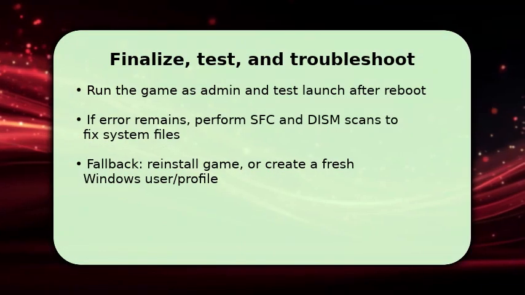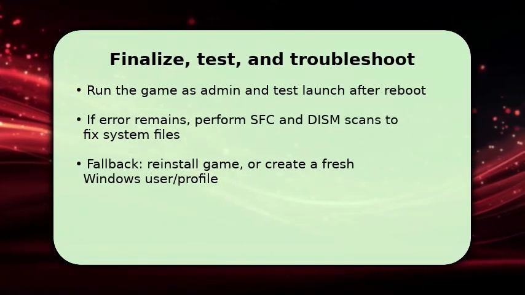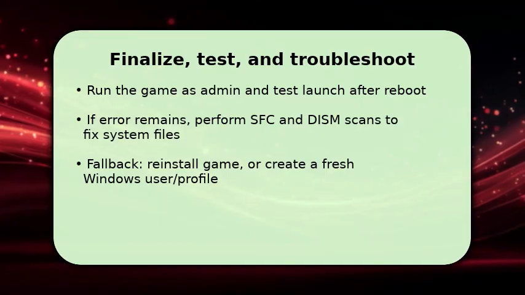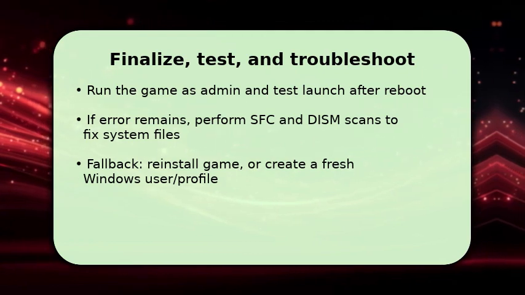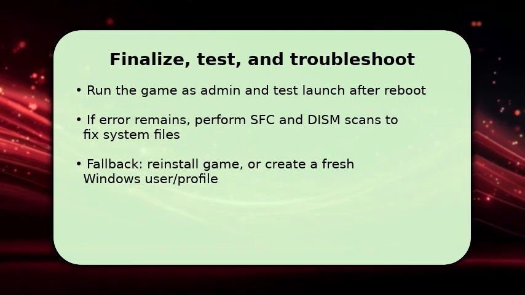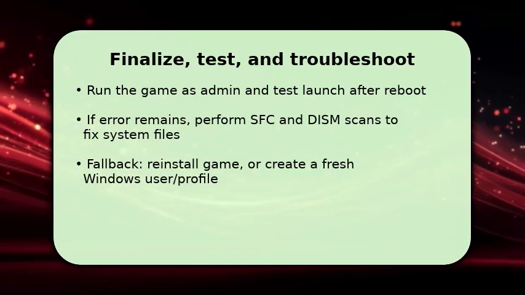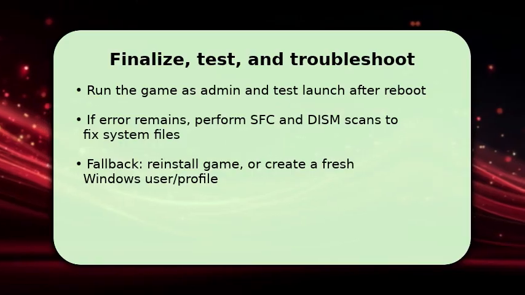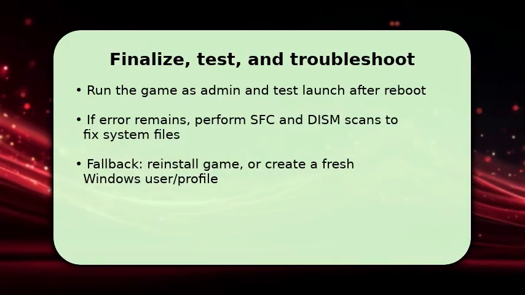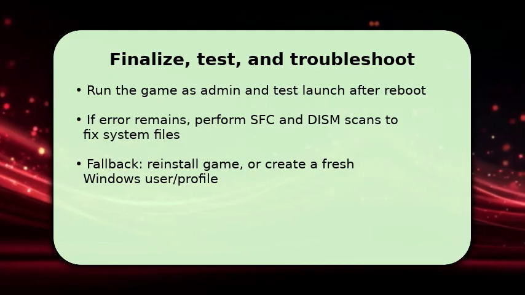To finish, reboot and run the game as administrator to confirm the fix. You might also run the launcher once to let it rebuild configs. If 0xc00007b remains, run System File Checker and DISM to repair system corruptions that can break DLL loading. Make sure to try a clean reinstall of the game if system repairs fail.